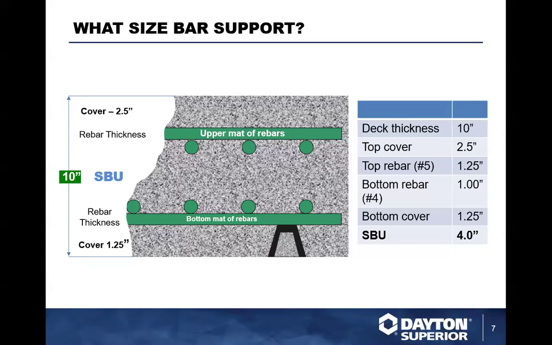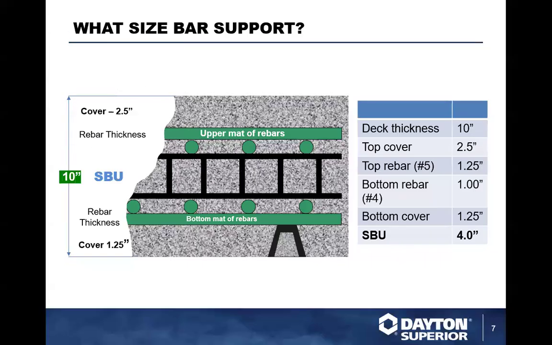So you deduct all of those incidental items from that 10 inches of deck thickness to come up with the slab bolster that will fall right in the middle of that slab. Hence, we would use a 4-inch slab bolster upper. I like to use upper on this here.